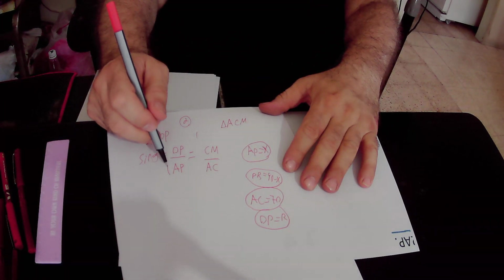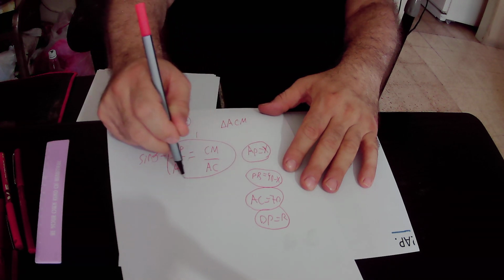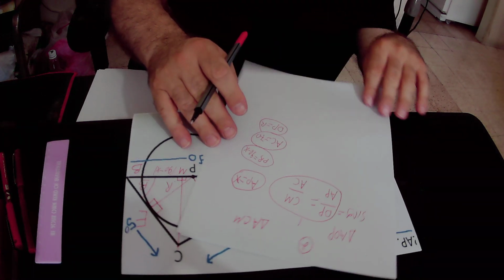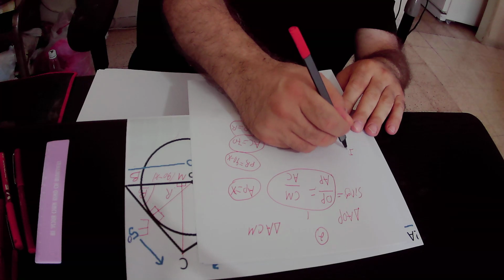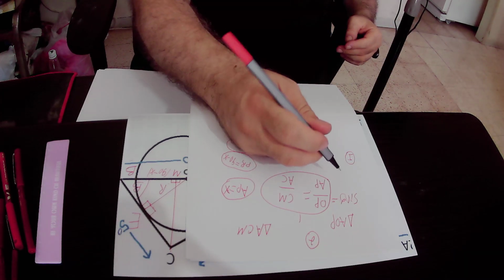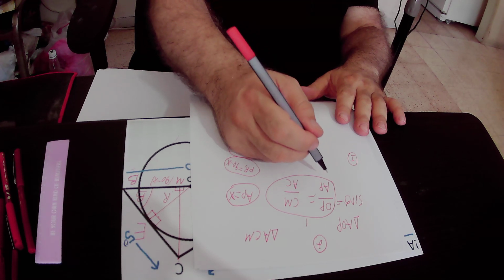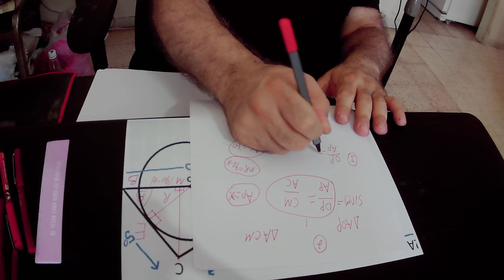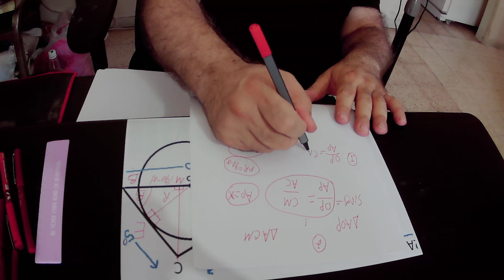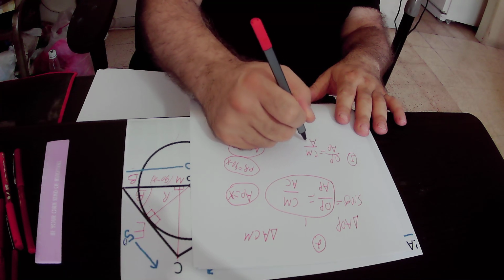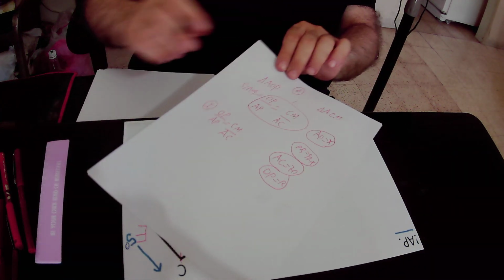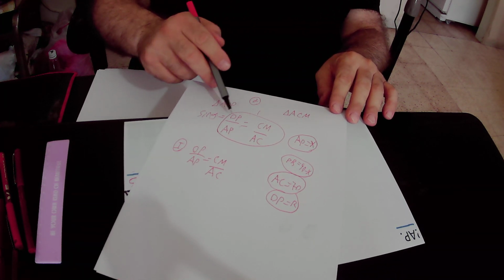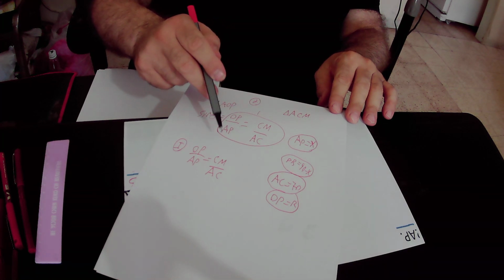So here we'll copy this equality and mark this equality as equation 1. So equation 1 is OP over AP equals to CM over AC. So I copied this equality and I marked it as equation 1. OP over AP equals to CM over AC.